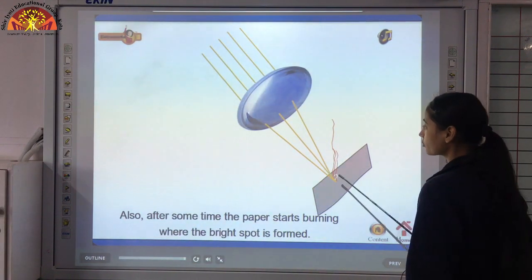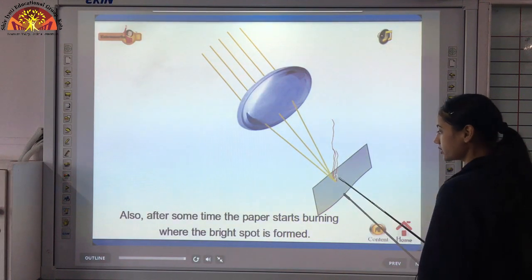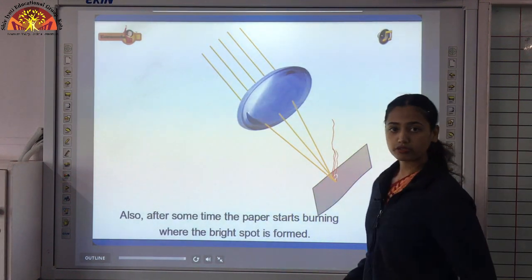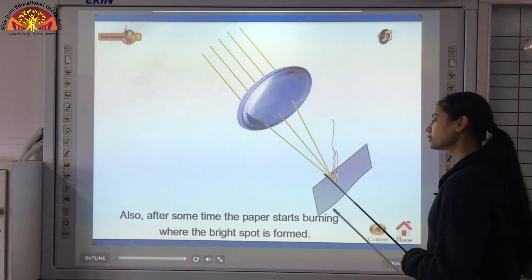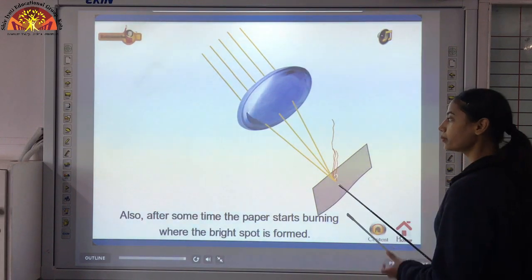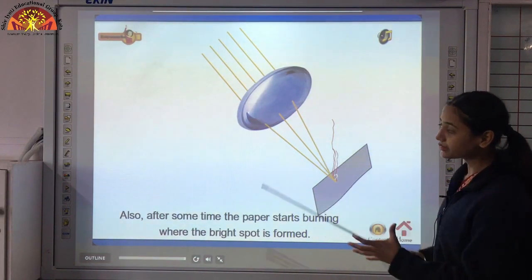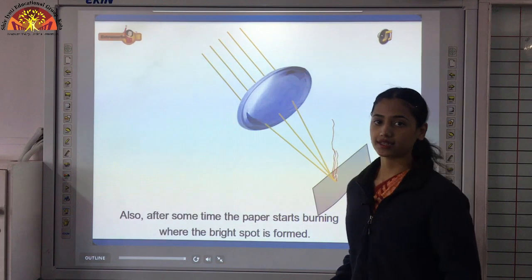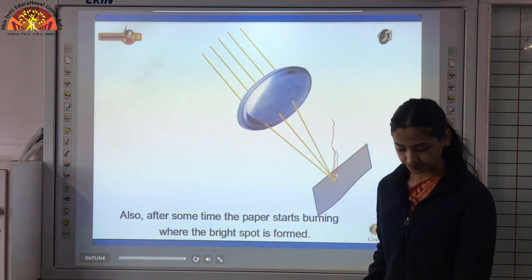At the point where all these light rays are concentrating, a large amount of heat is produced, and due to that the paper started burning. So this activity shows that a convex lens has a converging nature.